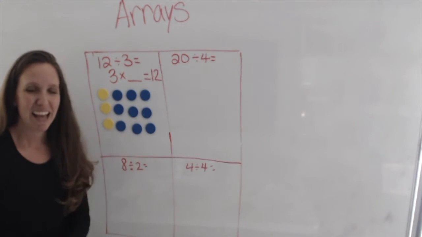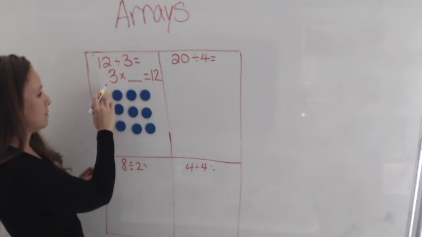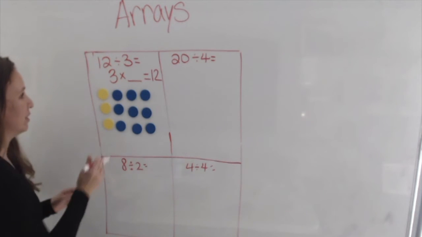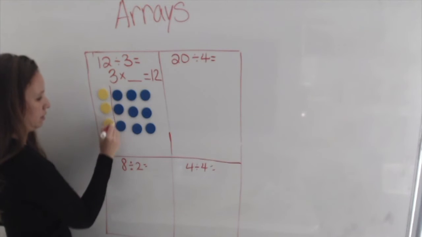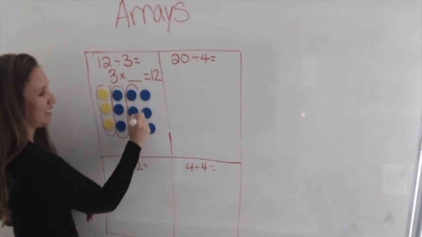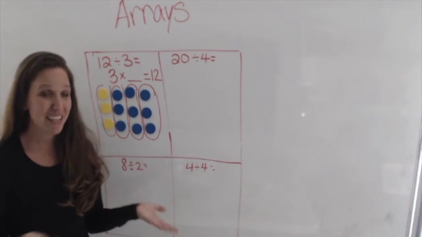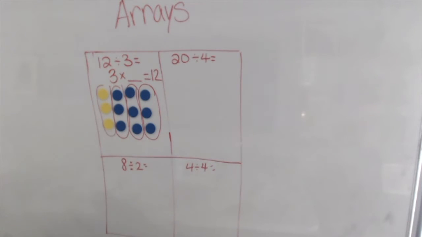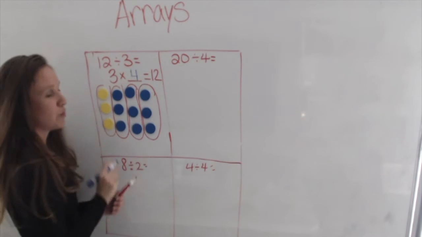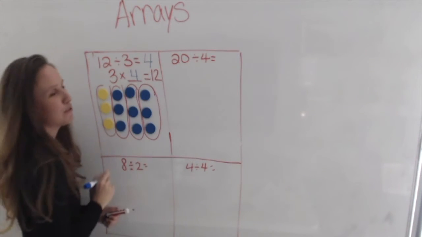And that's it. And now I'm going to use this information to say, well, 3 is my number of rows, so how many columns do I have? 1, 2, 3, 4. That's it, 4 columns. So now I'm going to write 3 times 4 is 12, or 12 divided by 3 is 4.